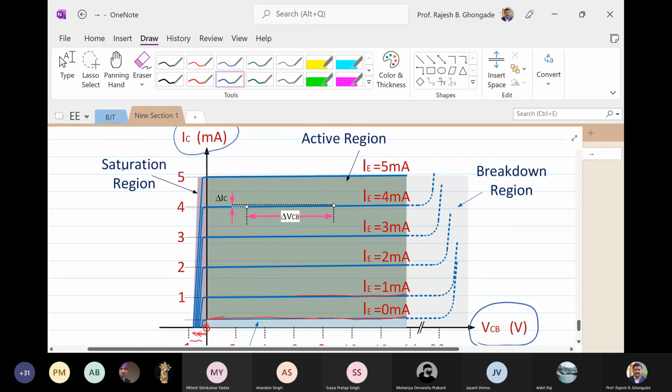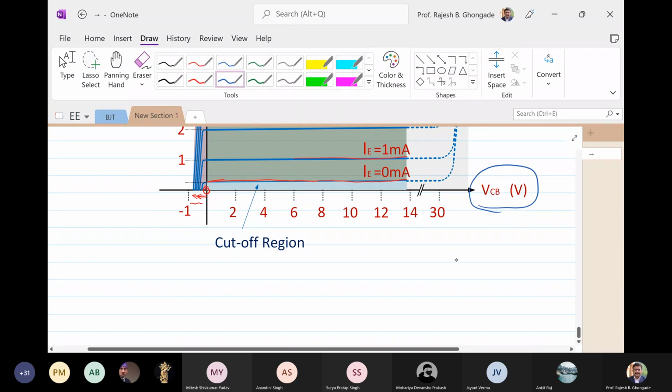This red region is called as saturation region. That is when the transistor is in saturation. We'll see what it means. This green region is called as the active region. And this blue region is called as the cutoff region. So what we have is that there are three states, let us say, or three regions. One active region, and when is that active region there?